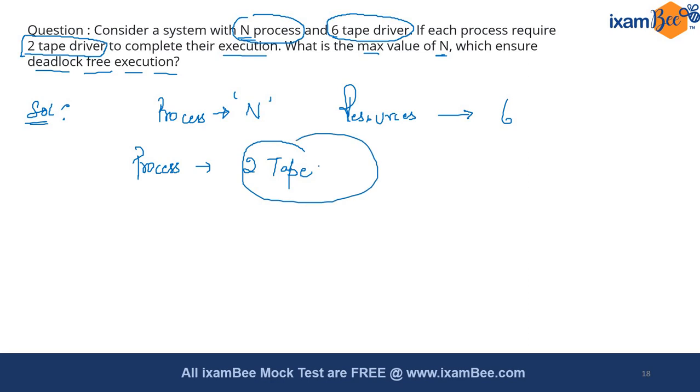If 2 tape drives are given to a process, that process will go on execution, will finish the execution, and then it will free the tape drives which it has taken for the execution. Now let's assume n equals 5. Let's say we have 5 processes: P1, P2, P3, P4 and P5.